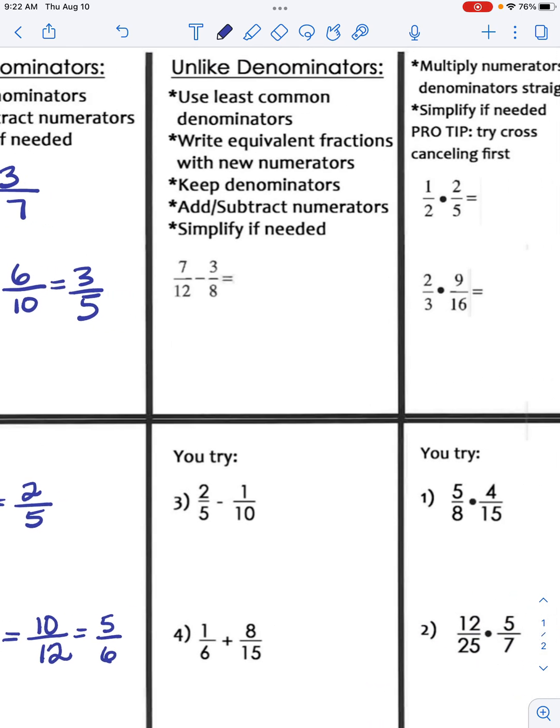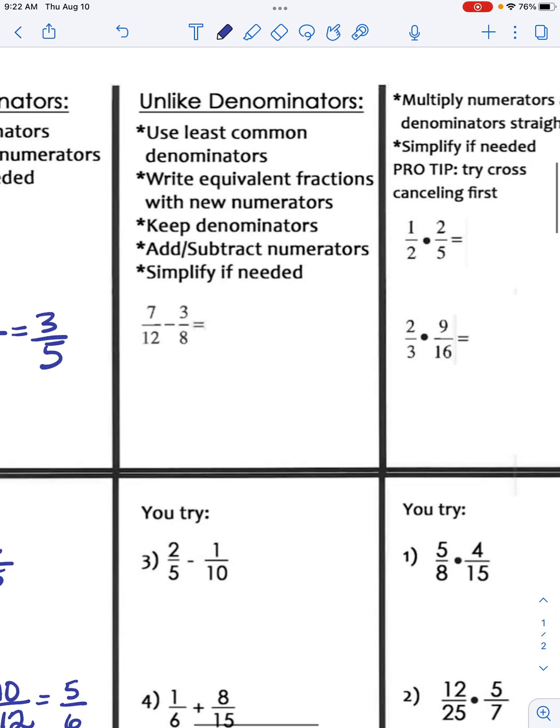So now let's move on to adding and subtracting with unlike denominators. All of the directions that you need are up here that you can review if you need to, but I'm just going to walk through it with you. So we need common denominators. So we want to find the lowest common multiple of 12 and 8.